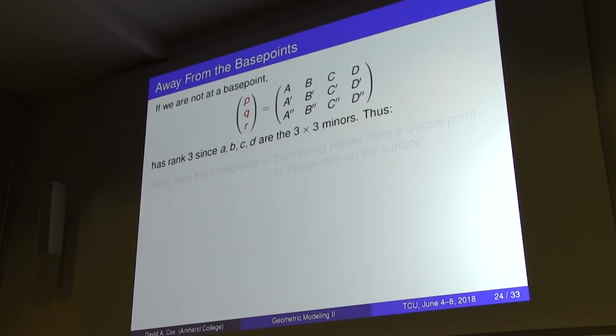And remember, here I'm thinking of this as this matrix, and remember that A, B, C, D, my parameterization, are the 3 by 3 minors of this. If I'm away from a base point, that means at least one of these guys is non-vanishing. That means this guy has rank 3 because one of its minors is non-zero. So that means that when I think of these as defining planes, they're linearly independent.